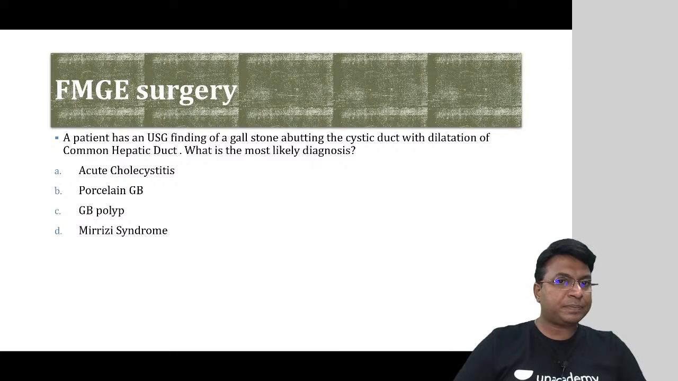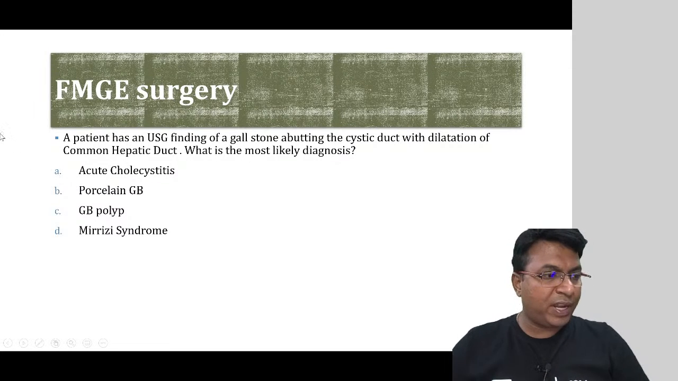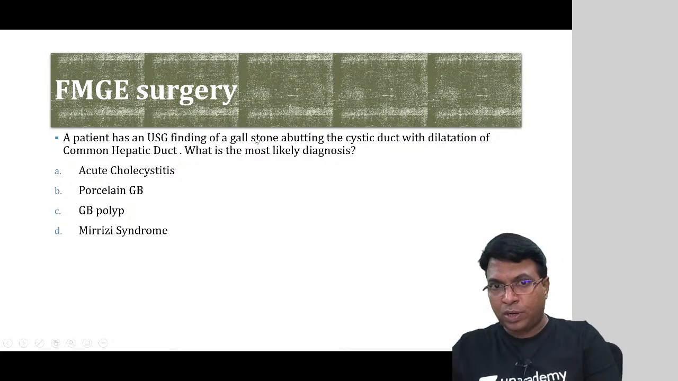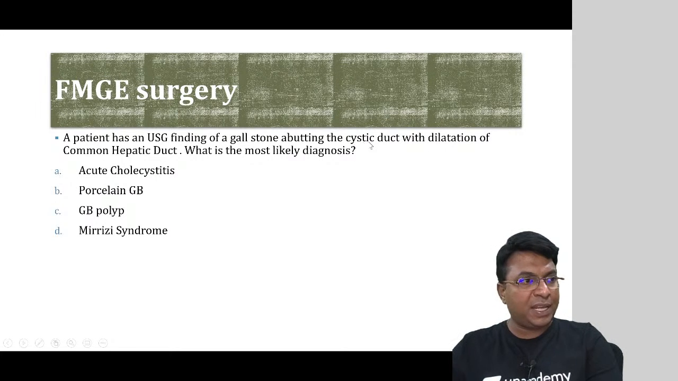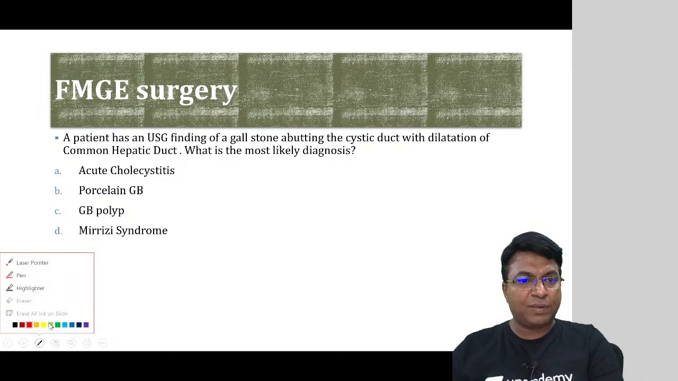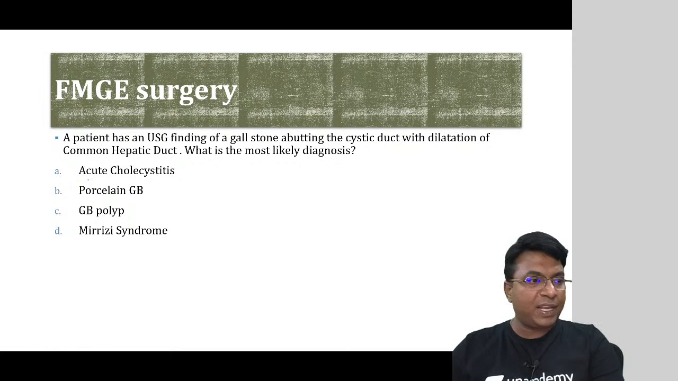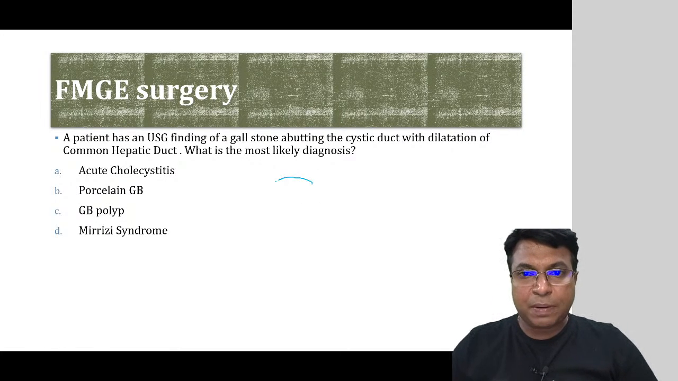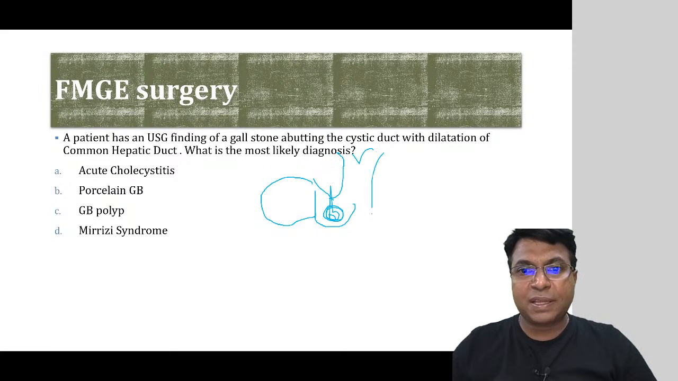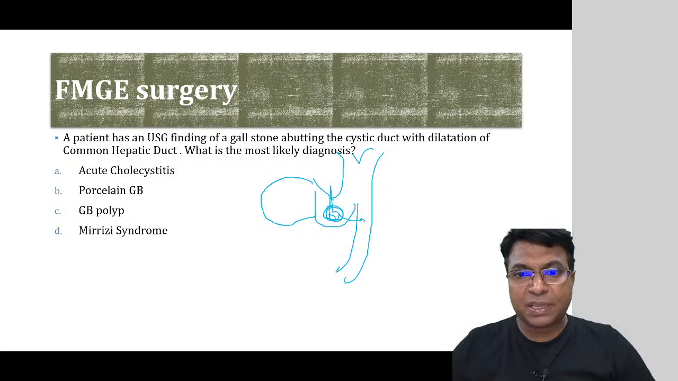Yes, tell me. Acute cholecystitis, porcelain gallbladder, GB polyp or Mirizzi syndrome. So what is the finding? This finding is showing an ultrasound of a gallstone abutting the cystic duct with the dilatation of common hepatic duct. What do you think will be the finding? So here the finding is very simple. This is a gallbladder. In the gallbladder, there is a stone. This stone is compressing the bile duct. Please remember, this stone is compressing the bile duct like this.